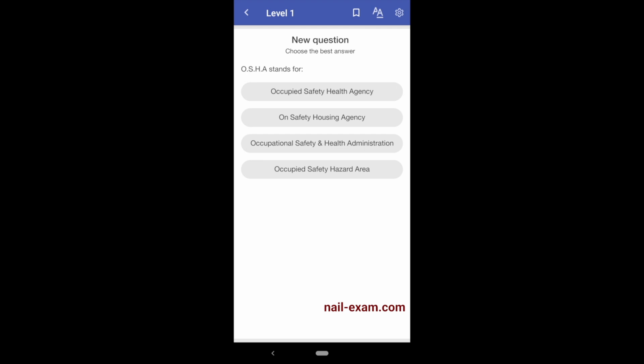OSHA stands for. Answers: A. Occupied Safety Health Agency. B. On Safety Housing Agency. C. Occupational Safety and Health Administration. D. Occupied Safety Hazard Area. The answer is C.